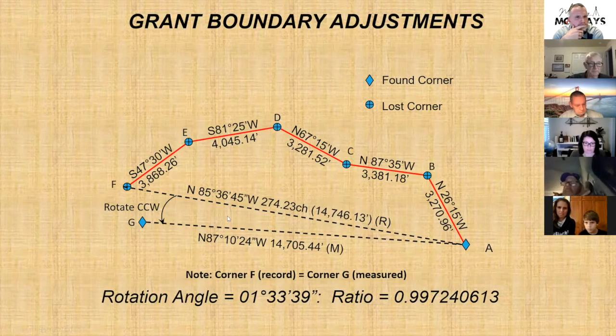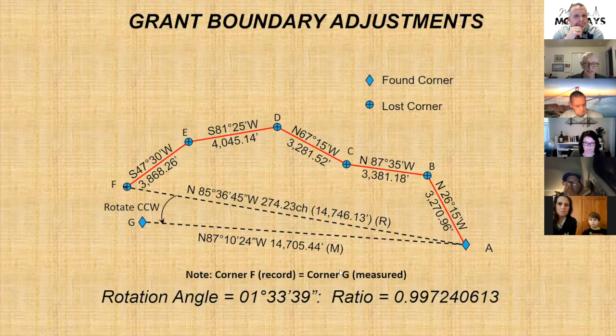And that's what we want to do. So we know that we have to move it by this much. So what we're going to do is apply this rotation angle to each one of these bearings. And that's going to keep the angular relationship of the lines. Any questions on that?